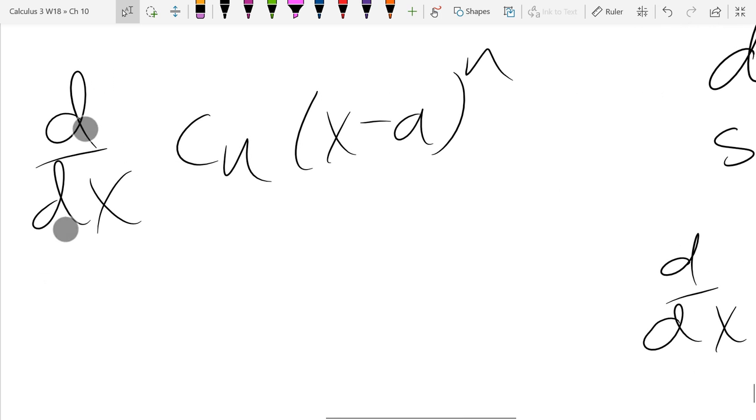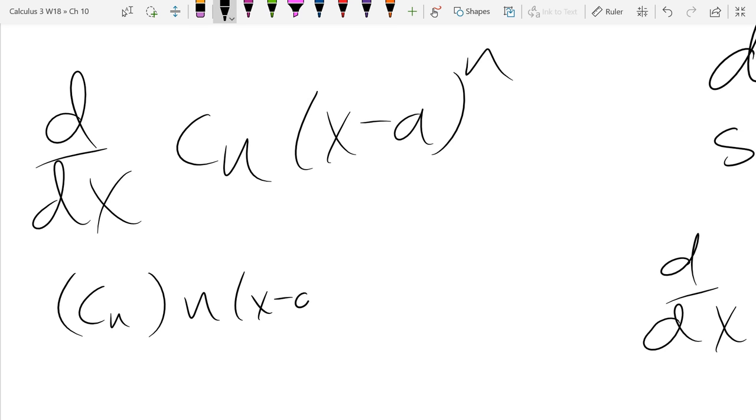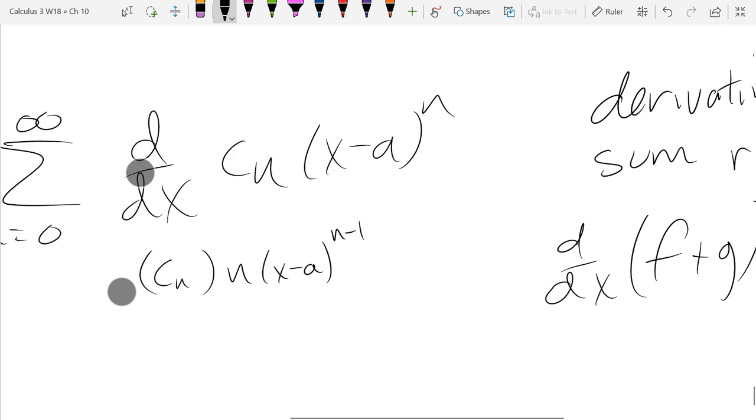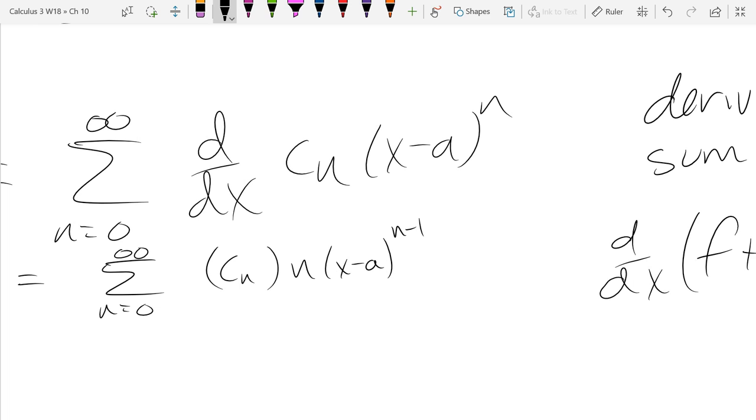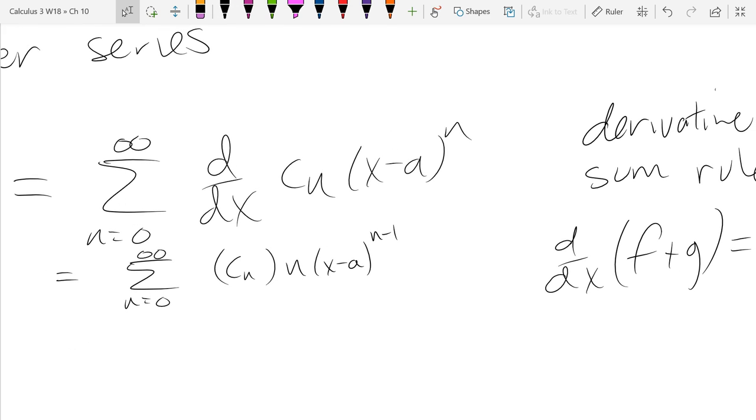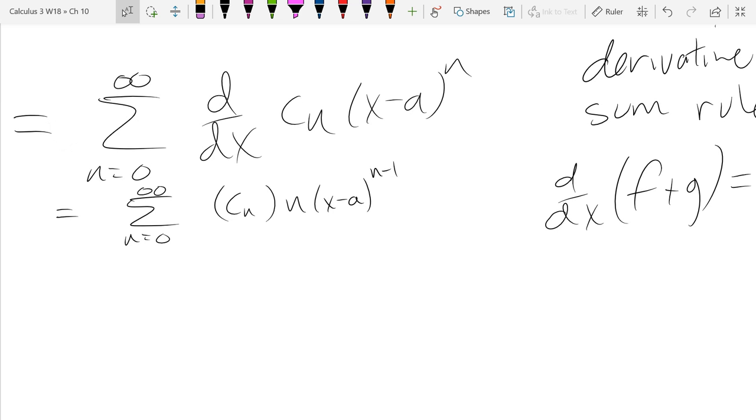I'm intentionally blocking out that summation, because I don't want you to look at that. It has nothing to do with the derivative. So this is cn times n times x minus a to the n minus 1. So this is the power rule. Nothing else going on. Of course, we have to rewrite the summation. All right, so that was an easy calculus question. It was just a power rule derivative.